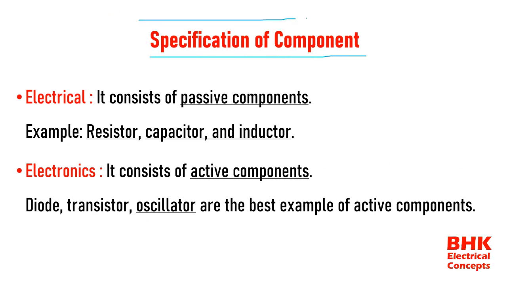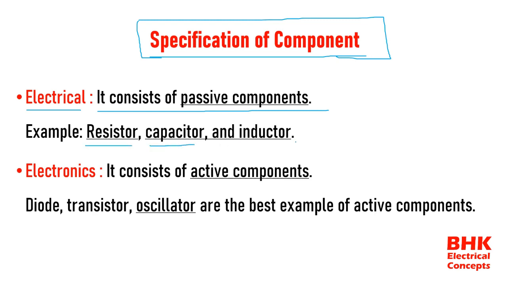Now coming to another important point, the specification of components. Comparing electrical and electronic circuits in terms of components, first, electrical consists of passive components. Passive components are the components which receive energy, like a resistor, capacitor, and inductor. An inductor stores energy in the form of current, a capacitor stores energy in the form of voltage, and a resistor dissipates energy in the form of heat. That is why an electrical circuit consists of only passive elements.